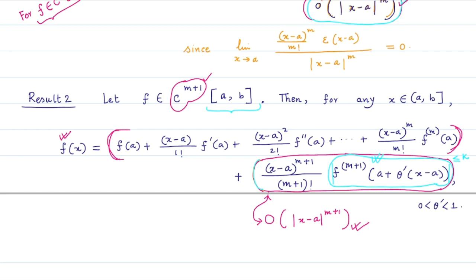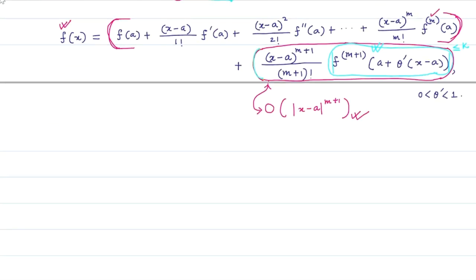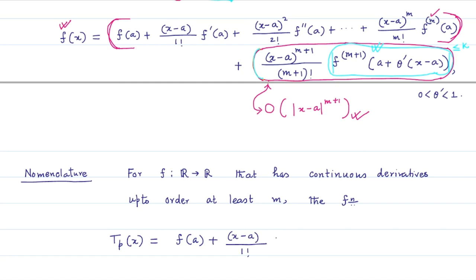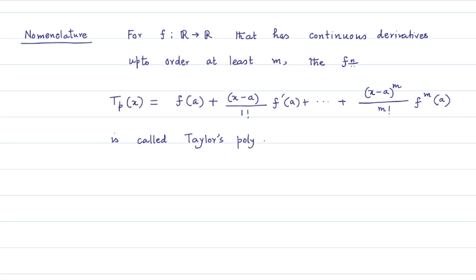This polynomial of degree at most m is called Taylor's polynomial approximation of the function f of order m. We write this nomenclature here: for a function of one variable that has continuous derivatives up to order at least m, the expression f(a) + (x − a)/1! f'(a) + and so on till (x − a)^m/m! f^(m)(a) is referred to as Taylor's polynomial of order m for the function f at the point a.